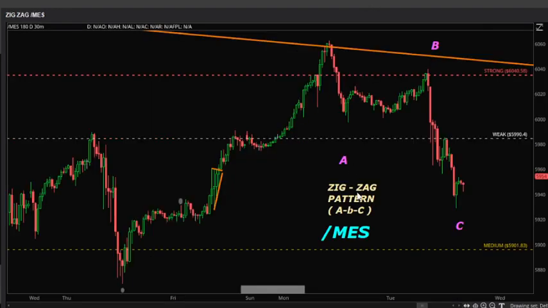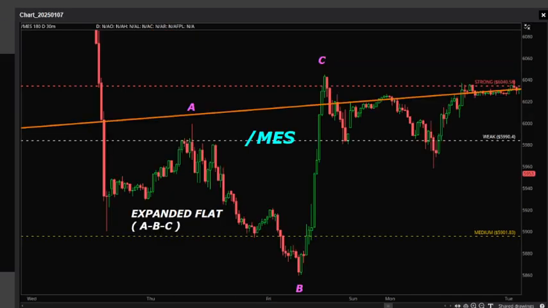The next one here is a zigzag pattern in an ABC. The internals are always 3 moves too. So 1, 2, 3 for A, 1, 2, 3 for B, and then 1, 2, 3 for C. And then the last one here is the all but most important expanded flat. These are the ones that really give you a turn in the market. What happens here is when your starting point is A, your B actually makes a lower low, and then the C leg makes a higher high. So this one's very important.